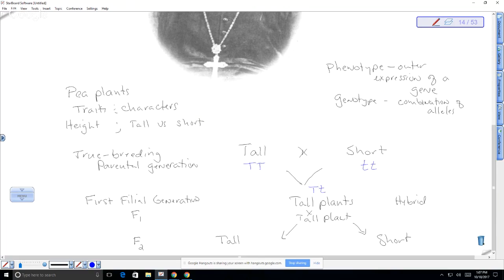Okay. Now the tall plants could have two dominant, or they could have a big dominant and a recessive. So these tall plants could be big T, big T, or big T, little t. And you can't tell by looking at them.